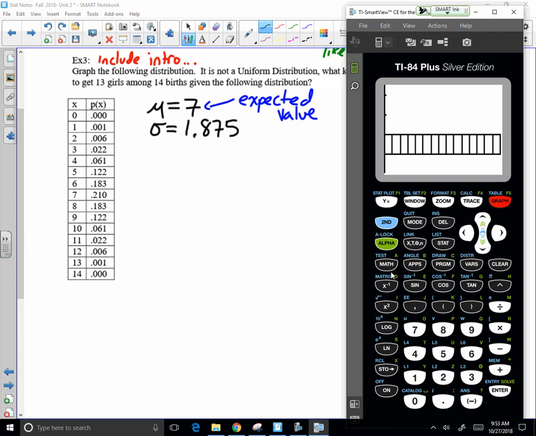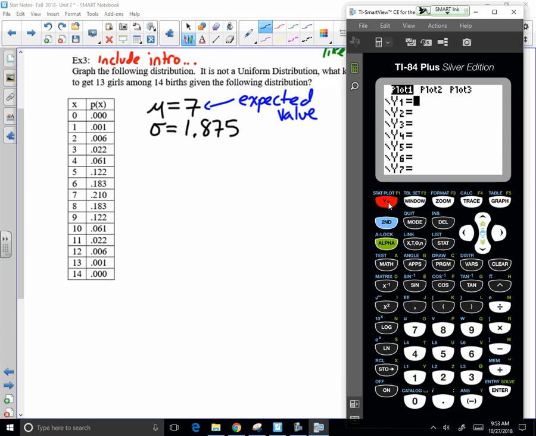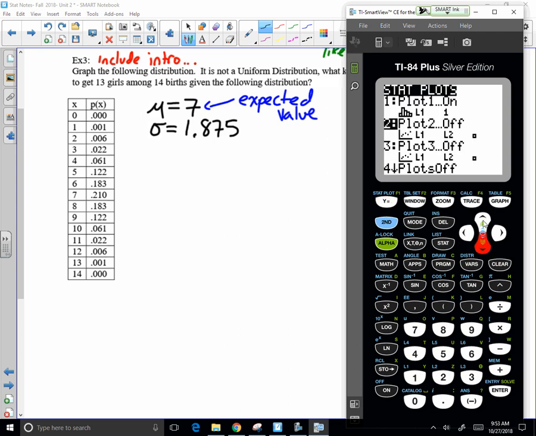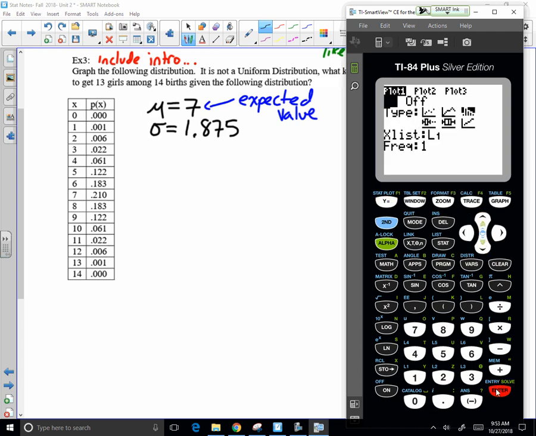Interesting. So it looks like a uniform distribution, so obviously I messed something up. I did. Can anybody see what I messed up? Yeah, I did. The frequency, yeah, I still have it in as 1. That's got to be L2.